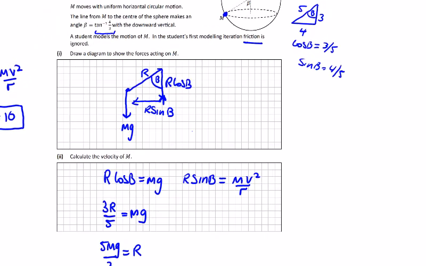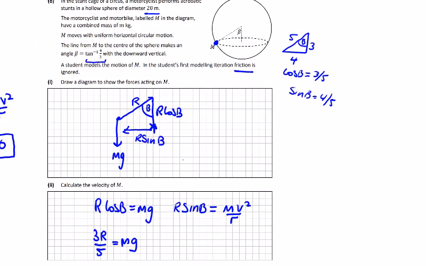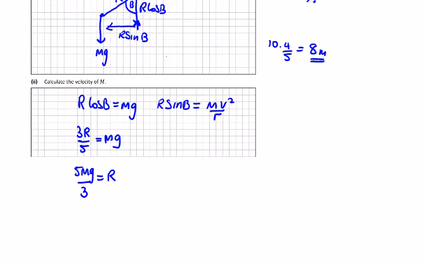Need to be careful with our radius here. The radius of motion here is this guy here. This is 10. So this is going to be 10 sine beta over this side. It's a bit of a nasty one, I think. 10 by 4 over 5 is 8. So 8, we deal with meters, is the radius of motion for this one here.